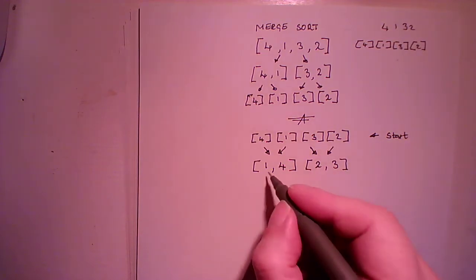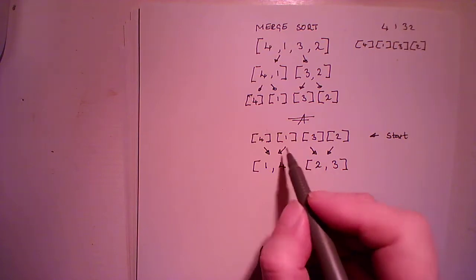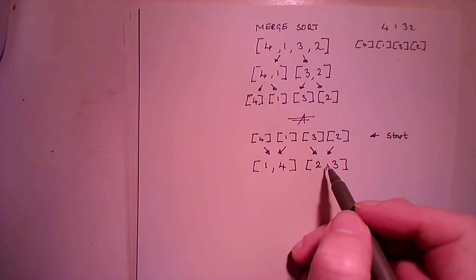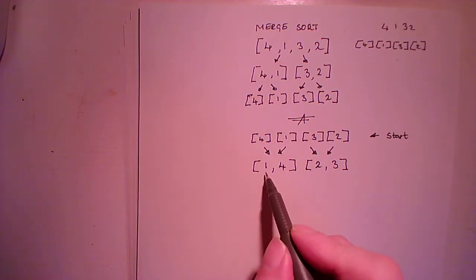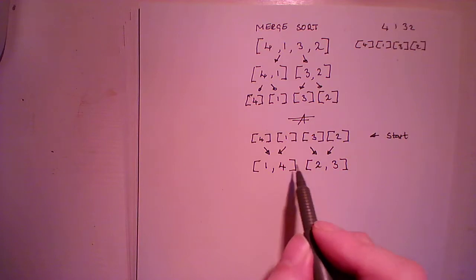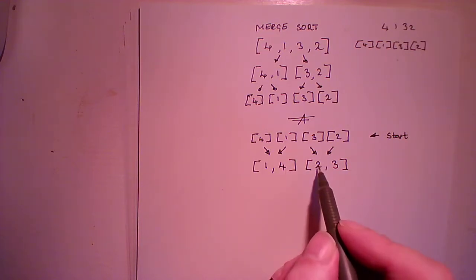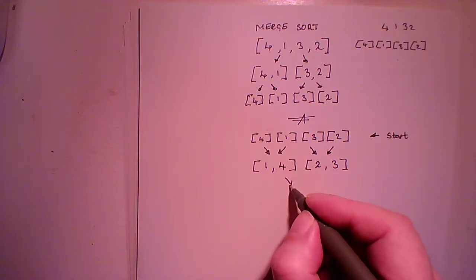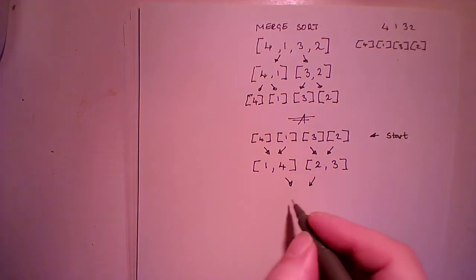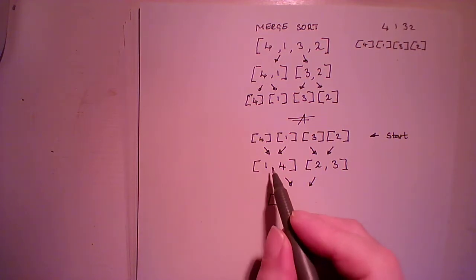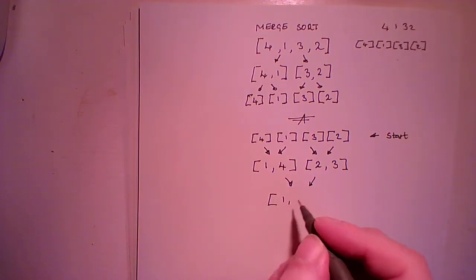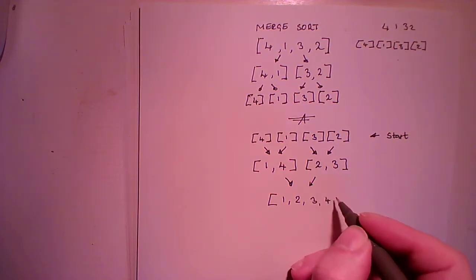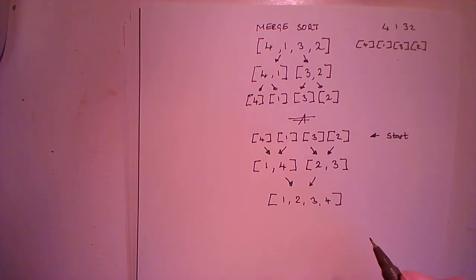So this list is in order, this list is in order. We've merged these 2 items into that list, these 2 items into that list. That's why it's called a merge sort. Now we've got 2 lists, and we're going to merge these 2 together to get our final result, and we order it as we go. So both of these are going to be in a single list and ordered 1, 2, 3 and 4, and that's it. That is the merge sort.